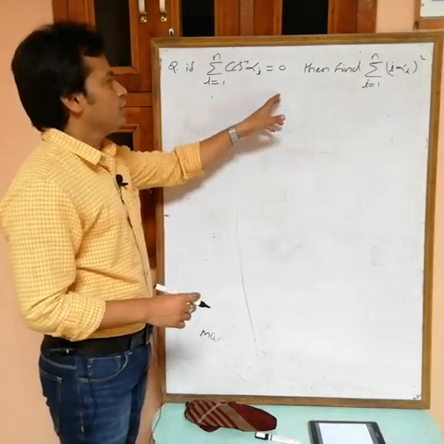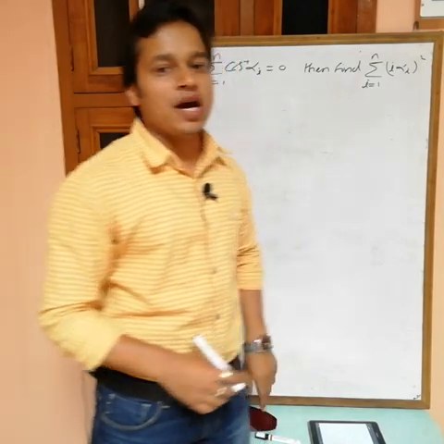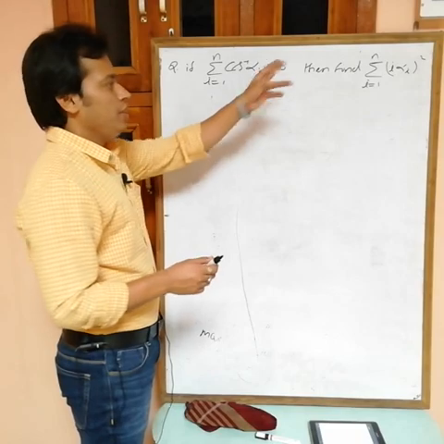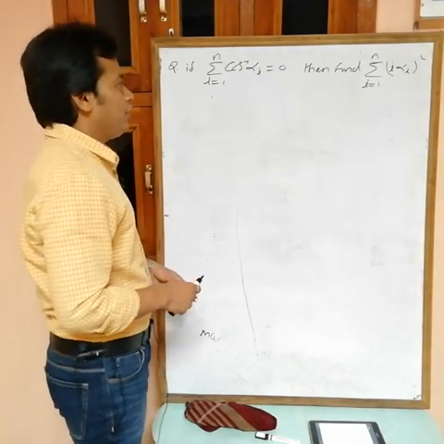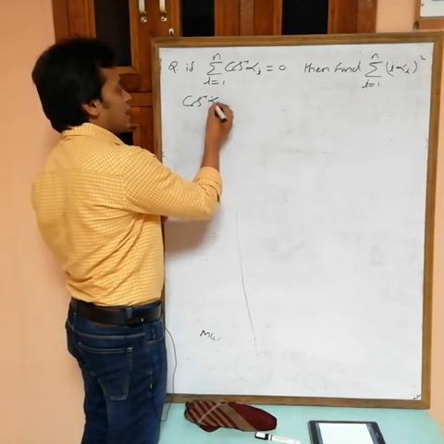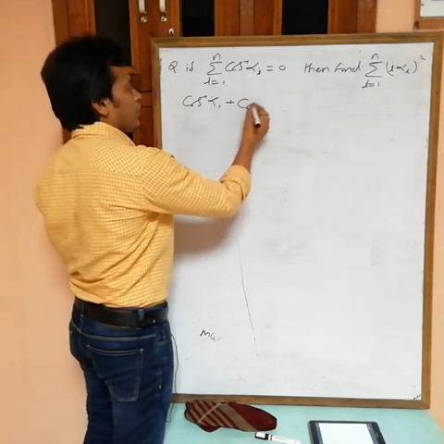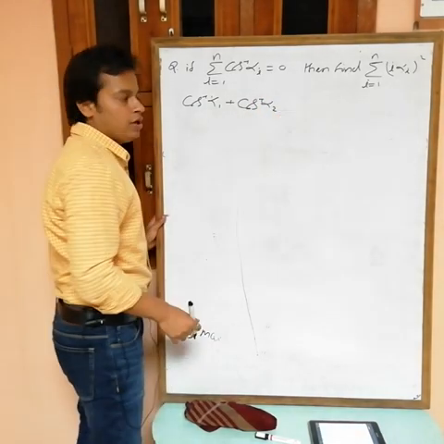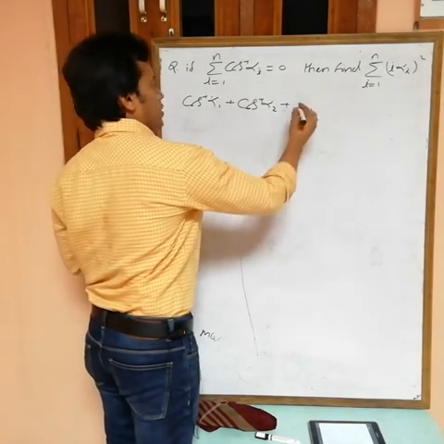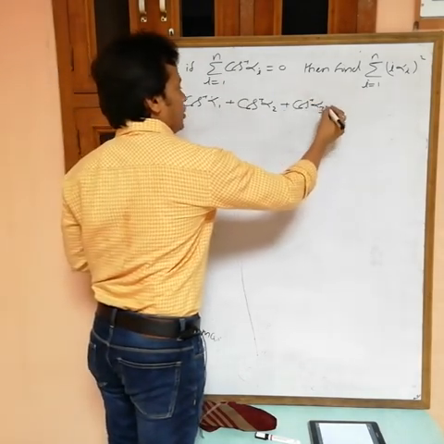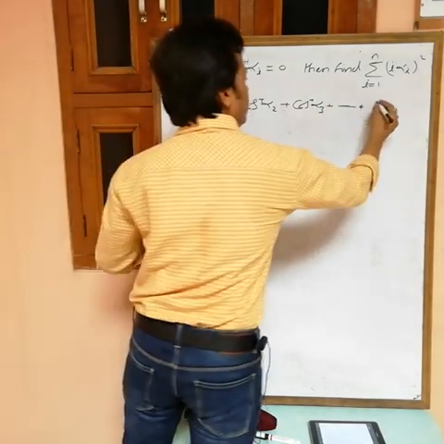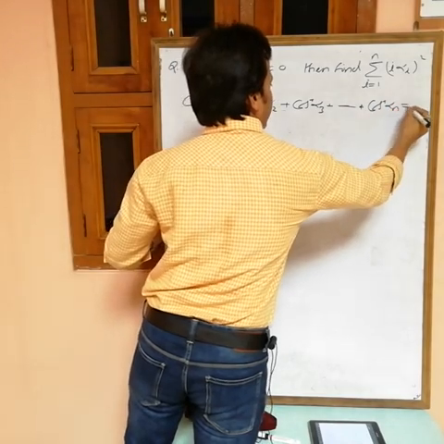Here we have alpha i, so first I have to find all possible values of alpha i. Now see, if you put i equals 1, we get cos inverse alpha 1. Put i equals 2, then cos inverse alpha 2. Sigma means summation of series. Put 3, then cos inverse alpha 3. Similarly, at the end, if you put n, we get cos inverse alpha n, equal to 0.